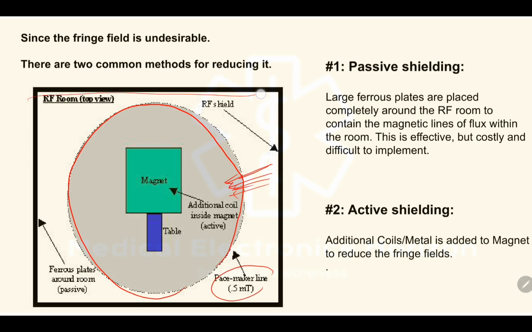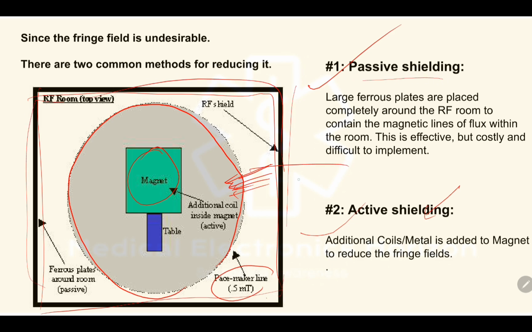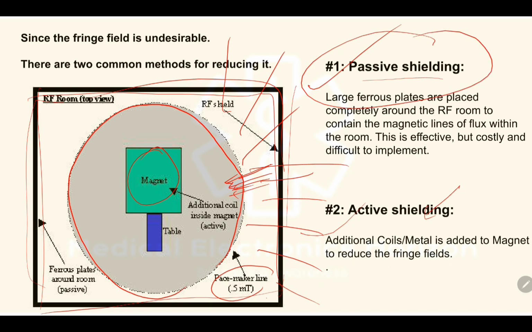So how to control this stray field, fringe field? Passive shielding and active shielding are there. Active shielding means the company designs some methods, some coils, and puts them inside, and tries to reduce the field. Passive means outside: you apply some shielding so that stray fields, fringe fields cannot go out. So there are two methods, the passive shielding method and the active shielding method, to reduce the fringe field.